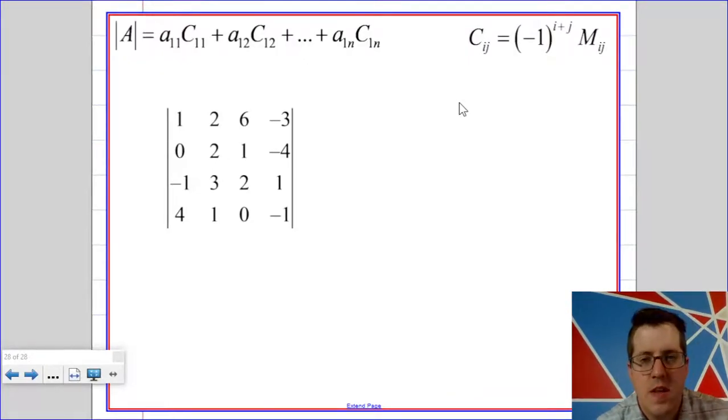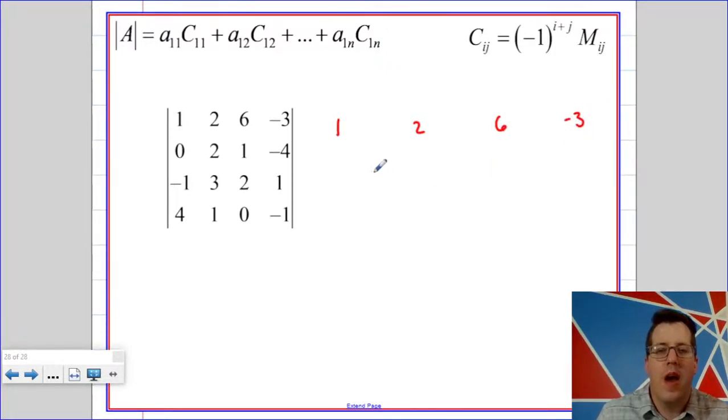So the first is a more general definition of a determinant. And what it says is that if you expand on the first row, so that's why these all start with ones, of a matrix, that you can find the determinant by taking those elements, so 1, 2, 6, and -3, and then multiplying them by the cofactors.